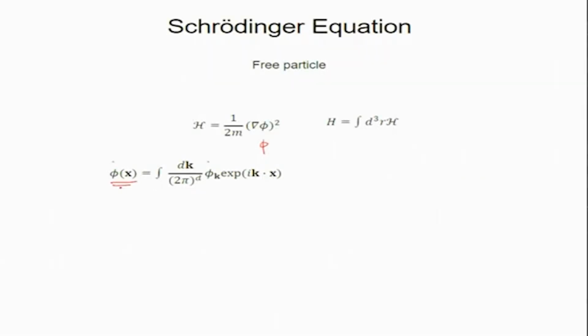We have phi of x, and this phi of x becomes an operator. It is written in terms of phi hat k, the Fourier amplitude, but this is an operator, not a real or complex number. We can invert it. I do not need pi, and I can substitute it there. The grad squared will give us k squared, and phi squared will become phi dagger k phi k. So this is the Hamiltonian.